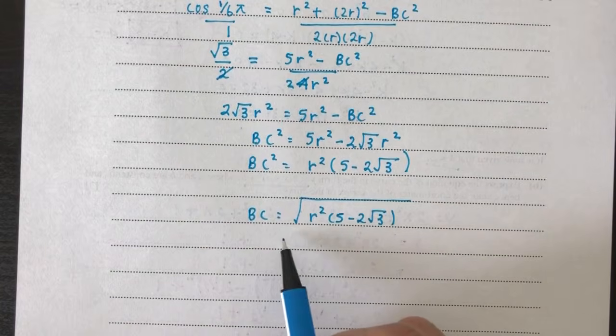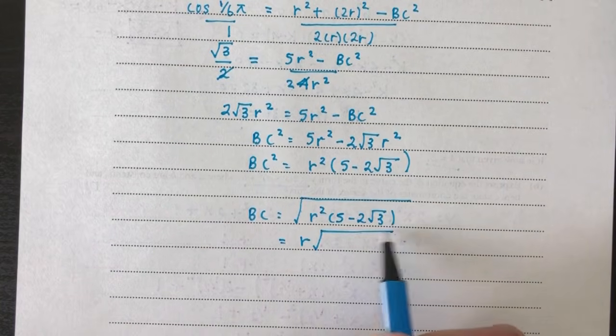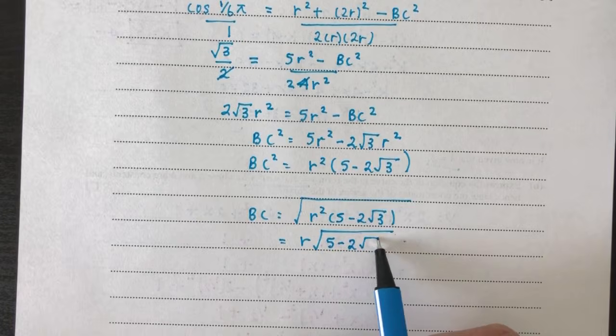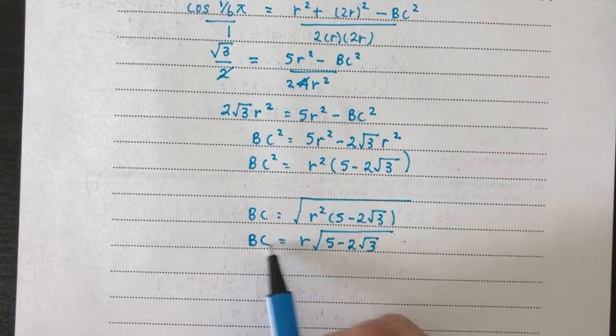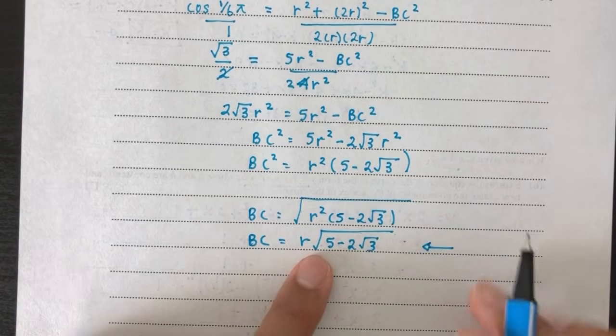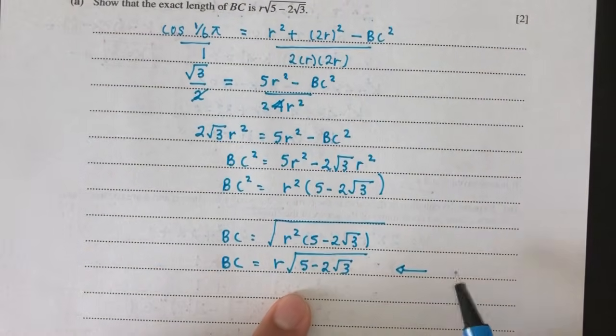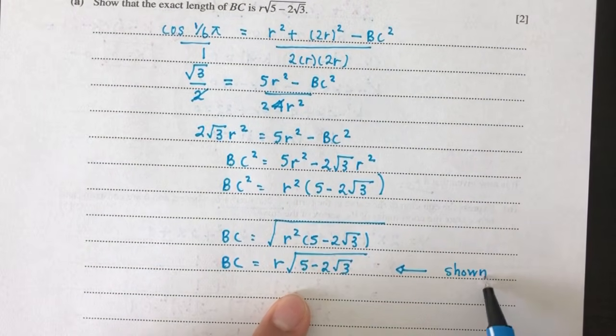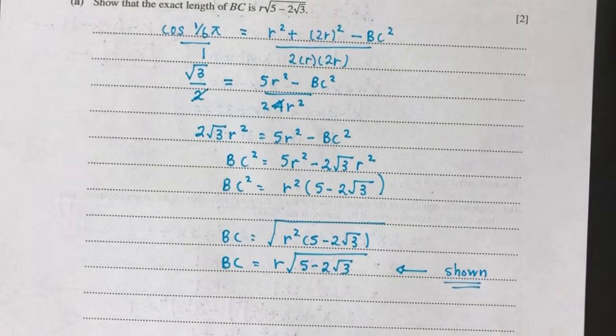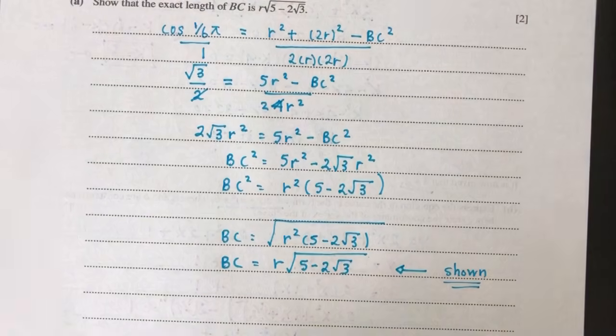Now we can take r out, it becomes r, and the rest will be inside, which is 2 root 3. That is your length for BC. This is shown as required, same as this. So shown as we need. Now let's move on to part B.